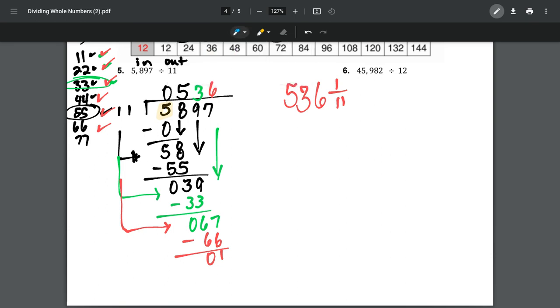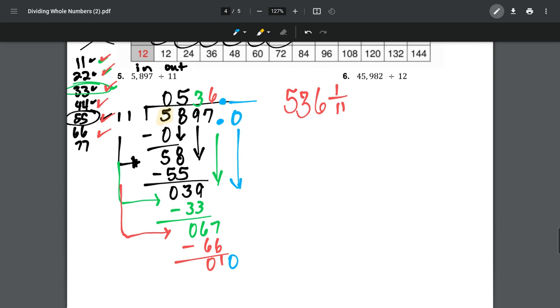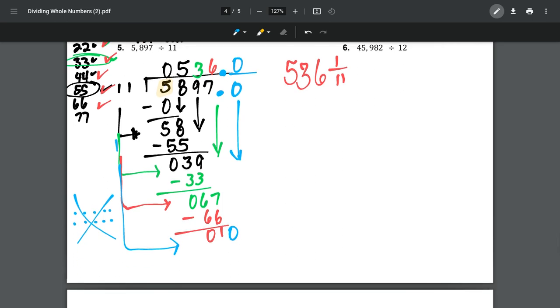To make it a decimal, you would have to add a decimal, bring that decimal up, and add a 0. Adding that 0 allows you to have something else to bring down. But then you can just repeat the process. But if you only have 10, can you make a group of 11? Nope. So I would put a 0. And anytime you have a 0, you subtract 0. You can keep adding as many zeros as you want until it repeats or terminates.